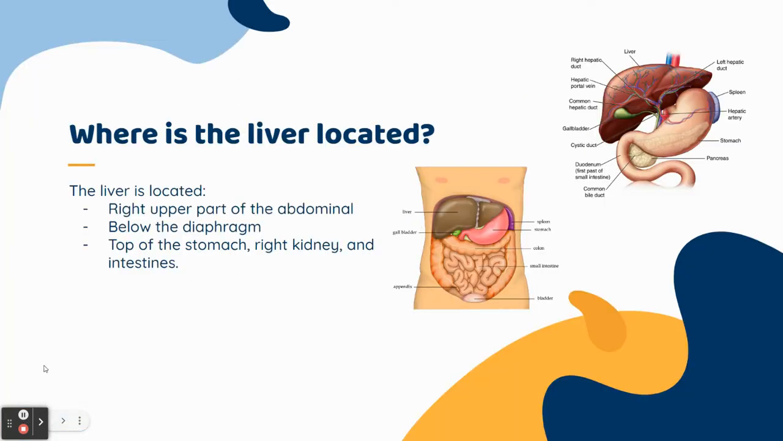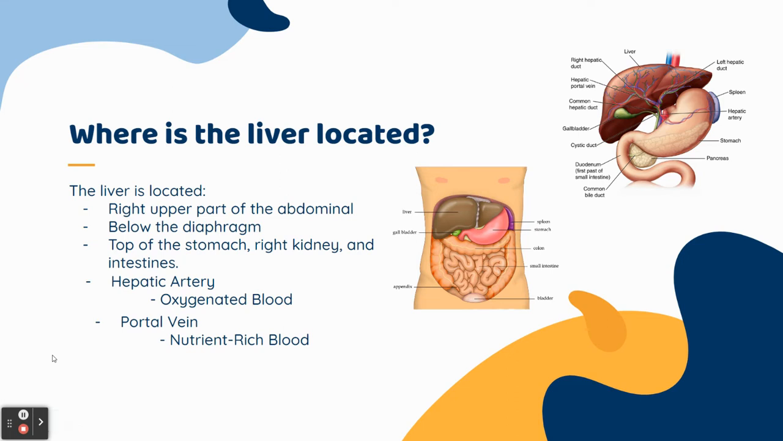As we can see in these pictures, the liver is located on the right upper part of the abdomen. It is also located on top of the stomach, right kidney, and both the intestines. It is, however, located beneath the diaphragm and the rib cage. The liver has two major blood sources, the hepatic artery and the portal vein. The hepatic artery provides oxygenated blood, and the portal vein provides nutrient-rich blood. We will be talking more about the structure and different parts of the liver in the next slide.